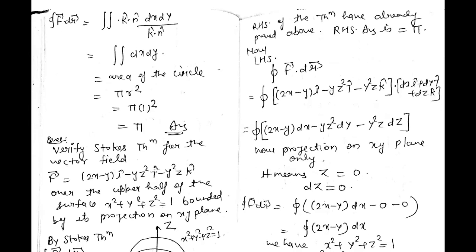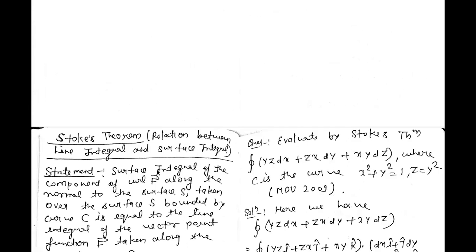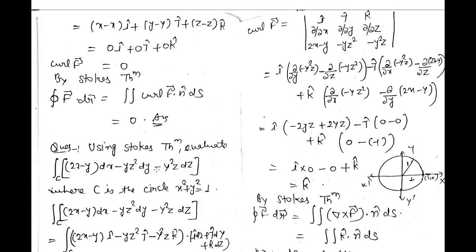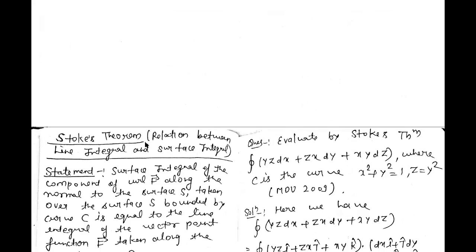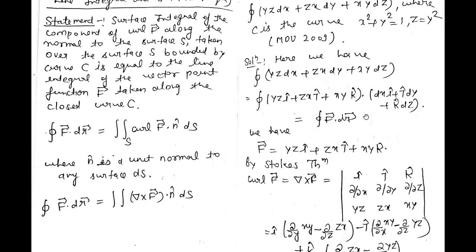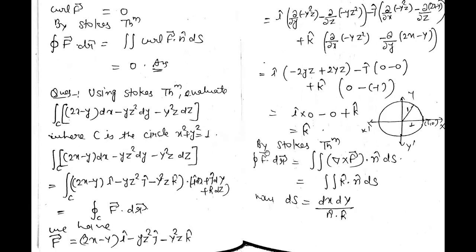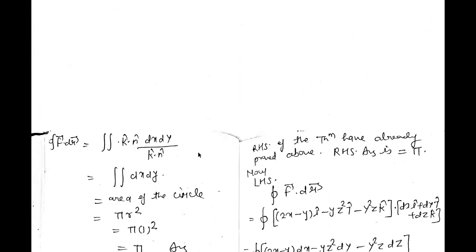Now, same example, but verification is asked, right? So for the verification, that means you need to calculate left hand side and right hand side both, right? So in this question, I have already calculated your right hand side, sorry, this is your right hand side, right? And now I am going to calculate only the left hand side here, right?